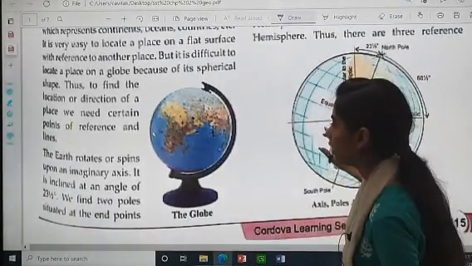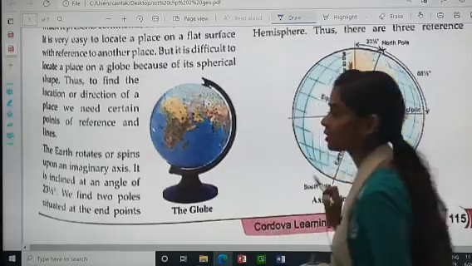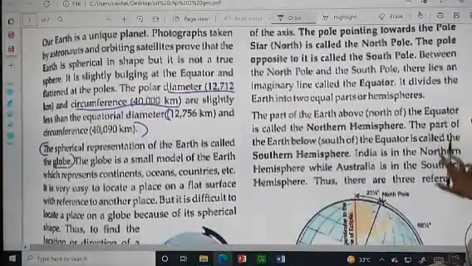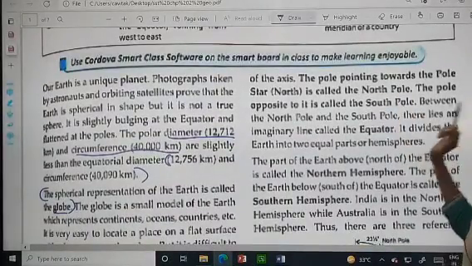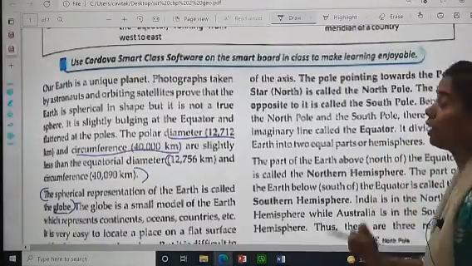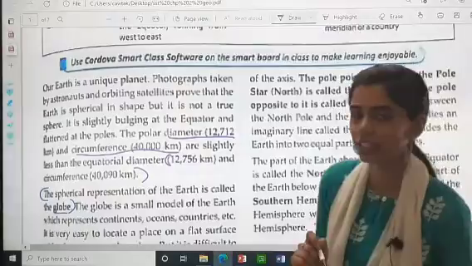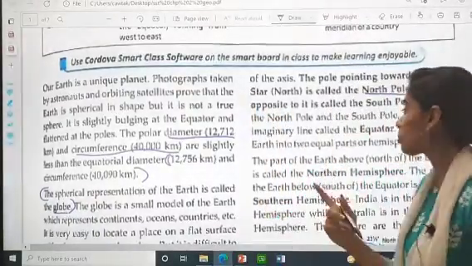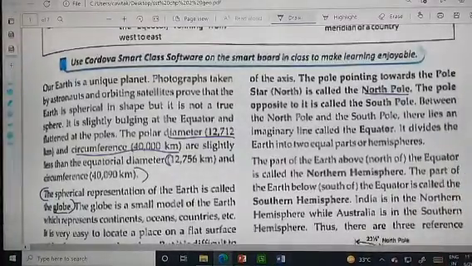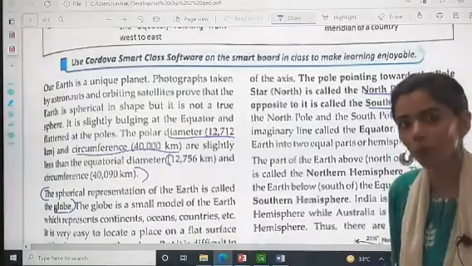Now we find two poles at the end points. Okay, end points पे two poles होते हैं. Now which are they? Let's see. The pole pointing towards the pole star is called the North Pole. This also we have studied in 5th standard, North Pole and South Pole. So जो north side में है, that is North Pole, and the pole towards the south, that is opposite, is known as the South Pole.